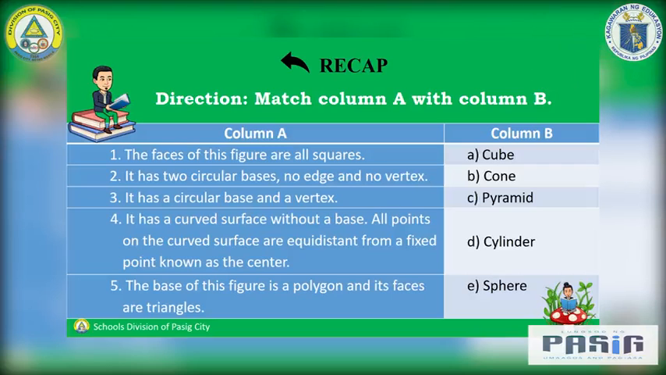Okay, let us see if your answers are correct. For number 1, the answer is letter A, cube. Number 2, letter D, cylinder. 3, B, cone. 4, E, sphere. And number 5, letter C, pyramid.